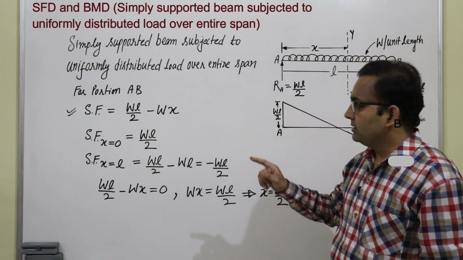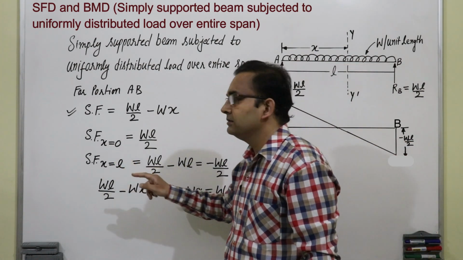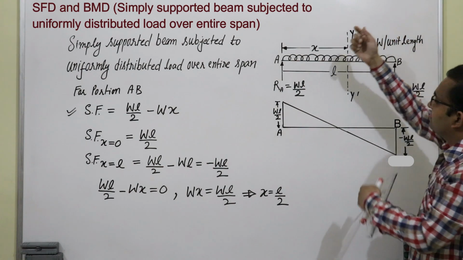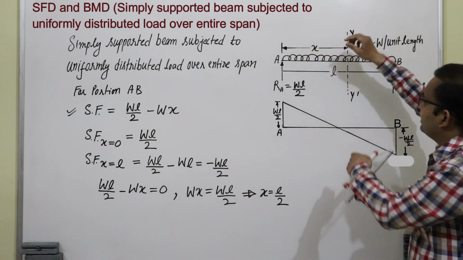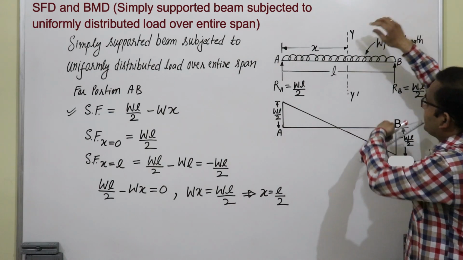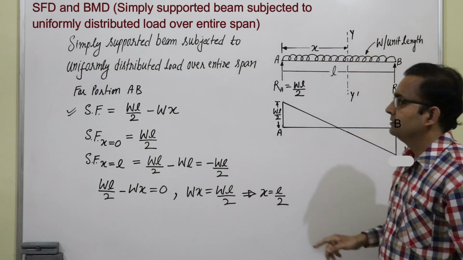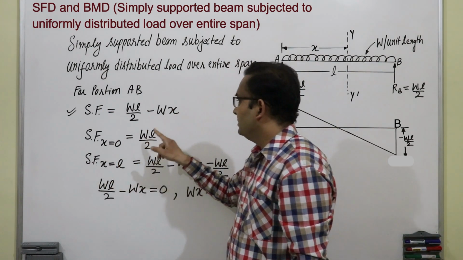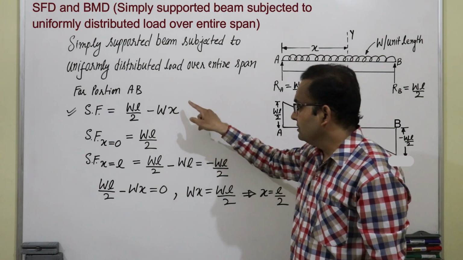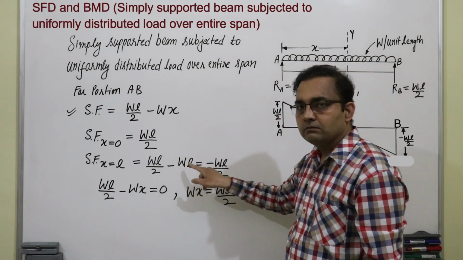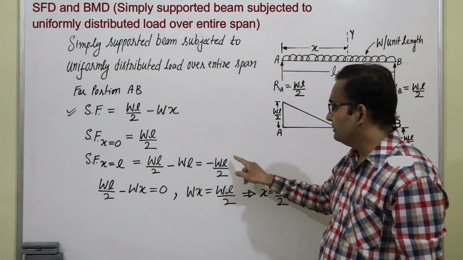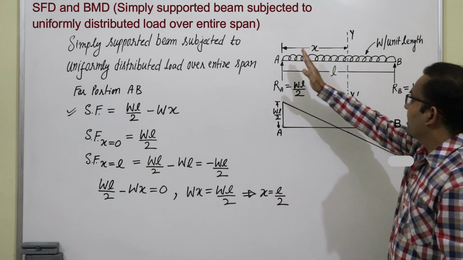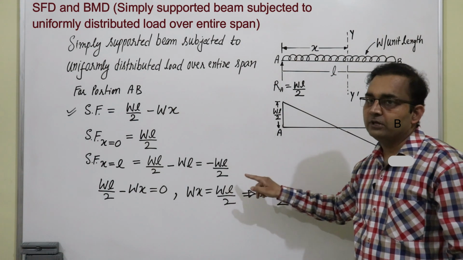Now, we will find out shear force at x equal to L. So, we will slide this section to this side. What will happen? X will increase, and when it comes to this point, x will become L. So, this is the general equation. Shear force at x equal to L, we will keep x equal to L in this equation, W L by 2 minus W L. So, it will come minus W L by 2. So, shear force at point B, or x equal to L, is minus W L by 2.